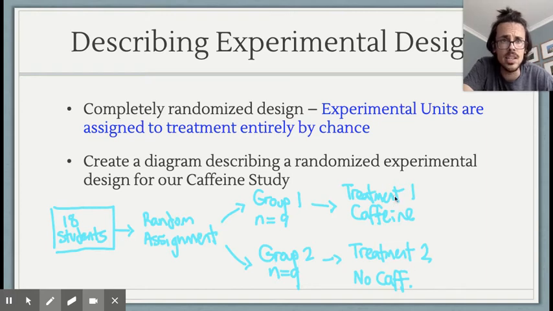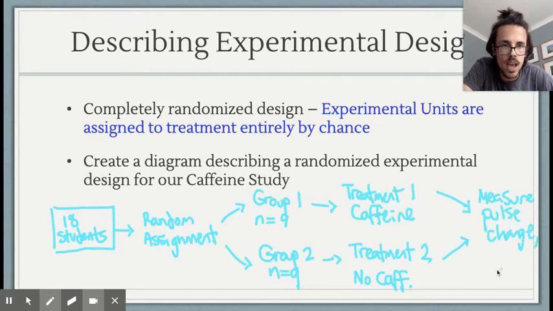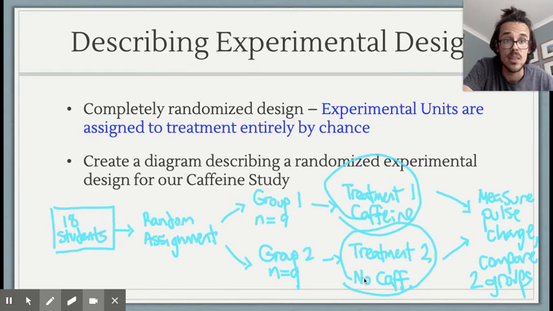And after we actually get our data, so we do the caffeine, we do the no caffeine, the part people always forget when describing an experiment is that you need to make sure you actually compare the results between the 2 groups. So measure pulses, measure your pulse change, and then compare your 2 groups. The whole point of doing the experiment is to pit this group against this group to see if there's actually a difference in pulse rate.